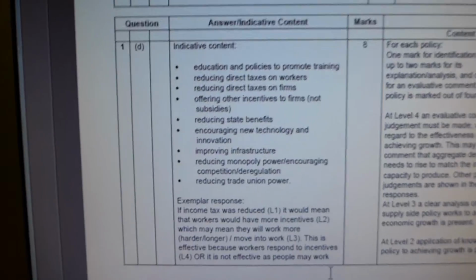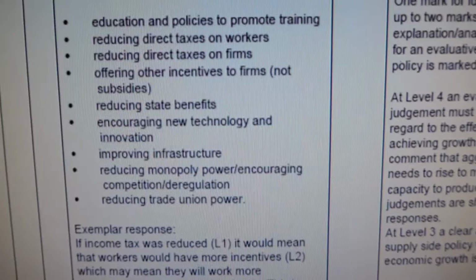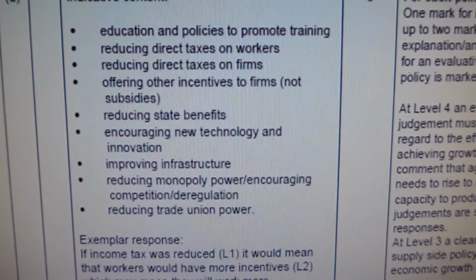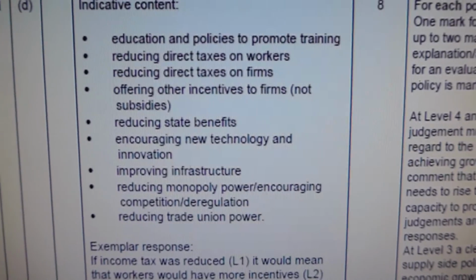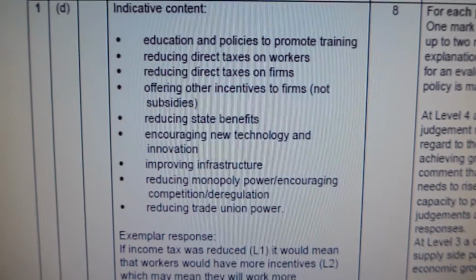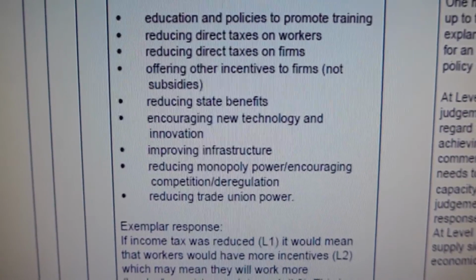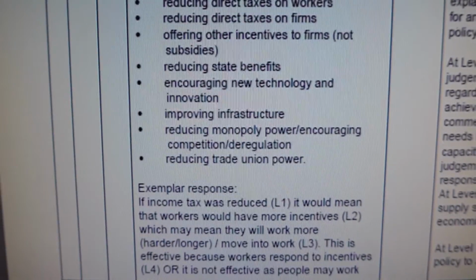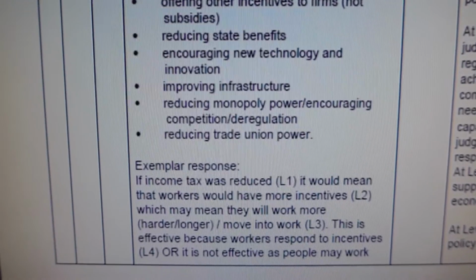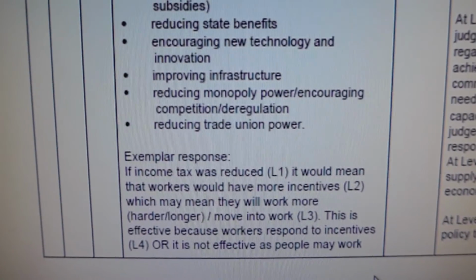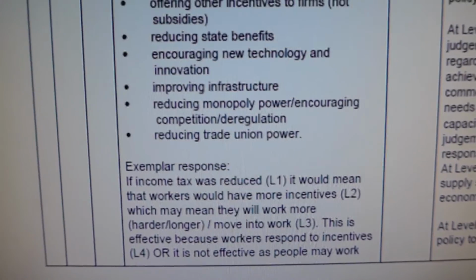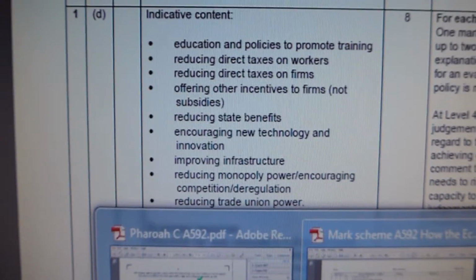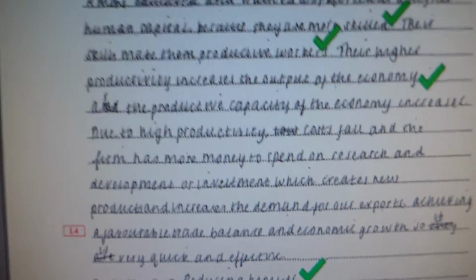In the mark scheme, they listed these items as potential. This is not a finite list. Education and training, reducing direct taxes, other incentives such as subsidies, reducing state benefits, encouraging new technology, improving infrastructure, reducing monopoly power, increasing competition, reducing trade union power. All of these things and more could be identified. So let's see what this candidate's written.